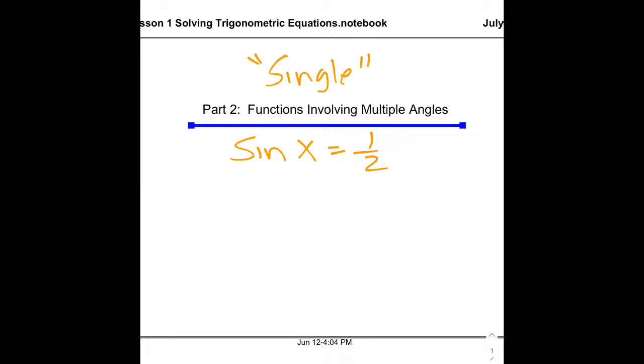What do I mean by single angles? If you look at the argument of the sine of x, this is single. It's a 1x. It's not a 2x, it's not a 4x, it's not a 1/2 x. It's a single, it's a 1x. So if you look at this graphically, we want to know on the graph of the sine curve, where does it hit the y value of 1/2?